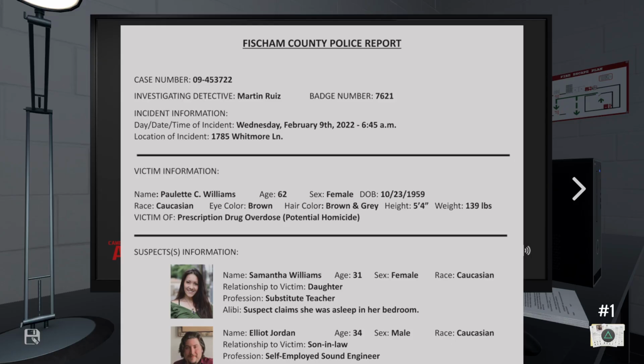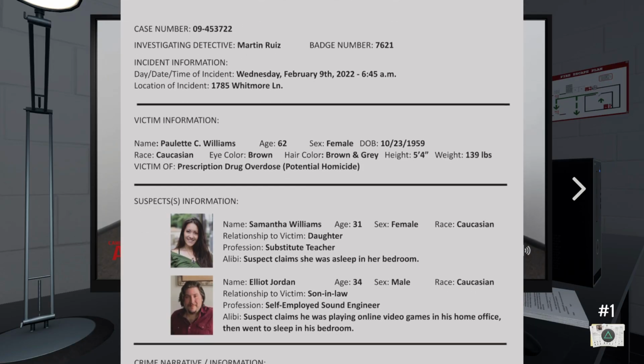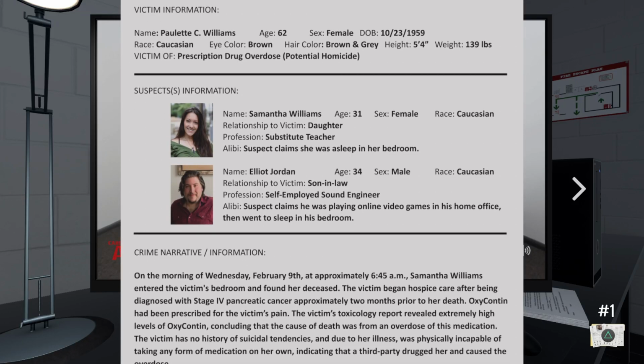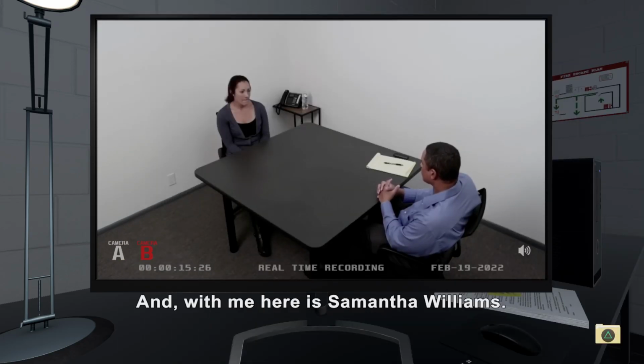Okay, so this is Martin Ruiz. Incident date, Wednesday, February 9, 2022, 6:45 a.m. Location of incident, 1785 Moore. Victim information: Paulette Williams, age 62, female, date of birth October 23rd, 1959, Caucasian, hair color brown and gray. Samantha Williams, age 31, female, Caucasian, relationship with the victim, daughter, profession, substitute teacher. Alibi: suspect claims she was asleep in the bedroom. 6:21, and with me here is Samantha Williams.